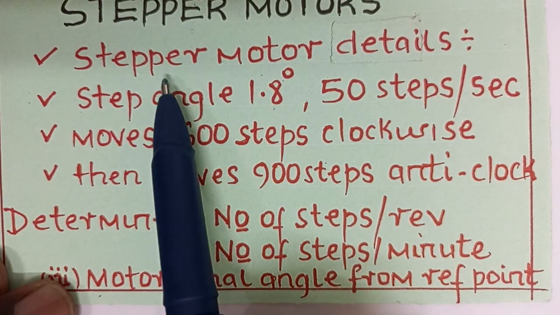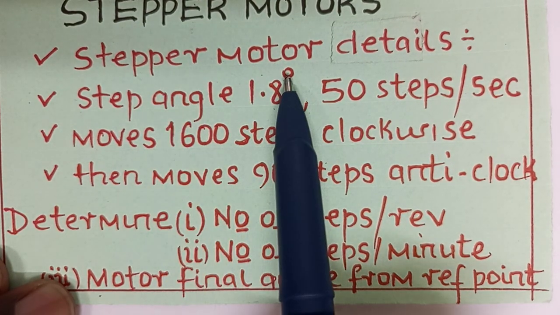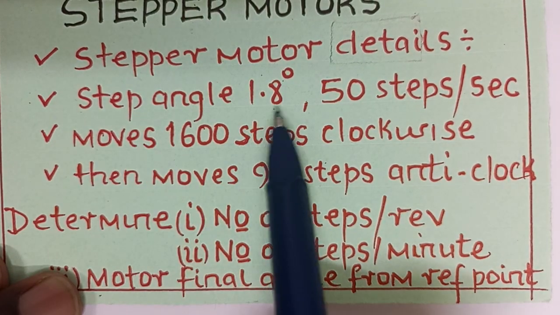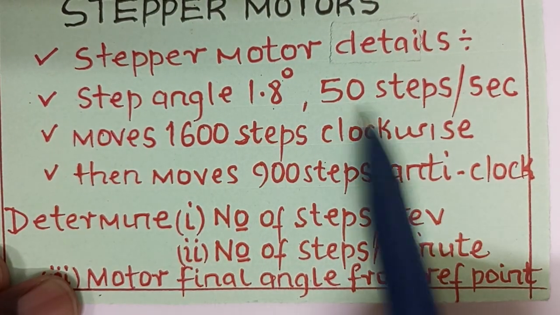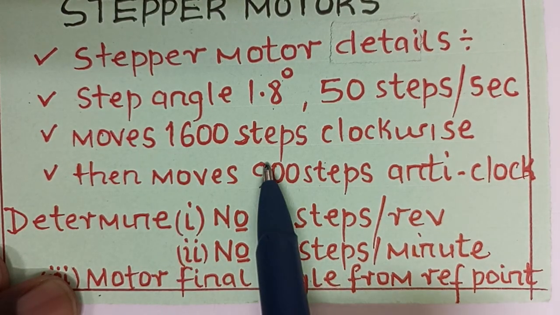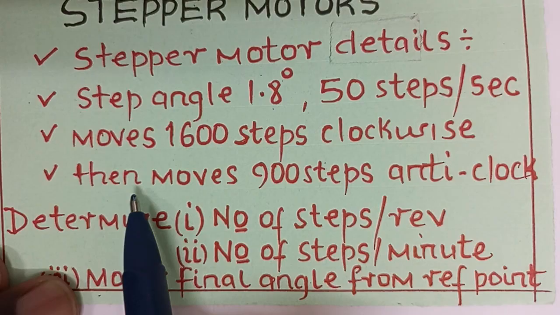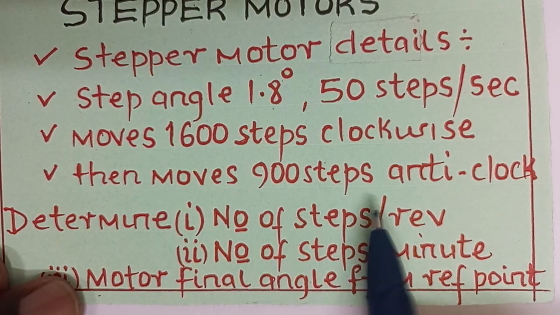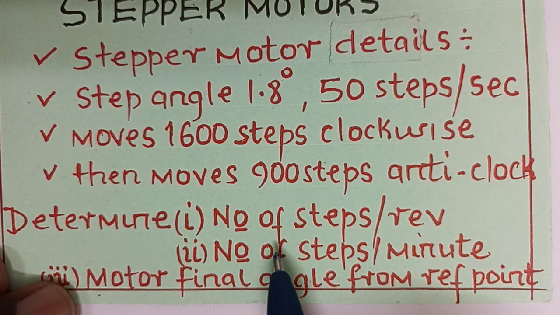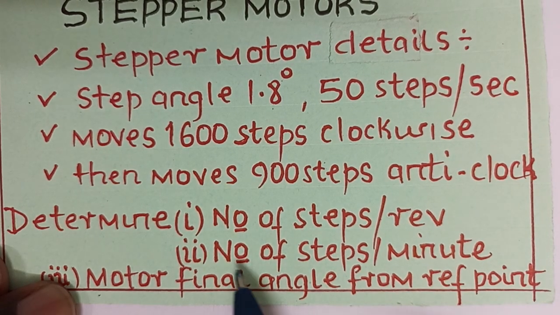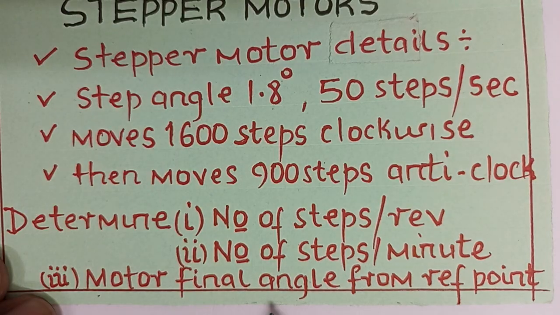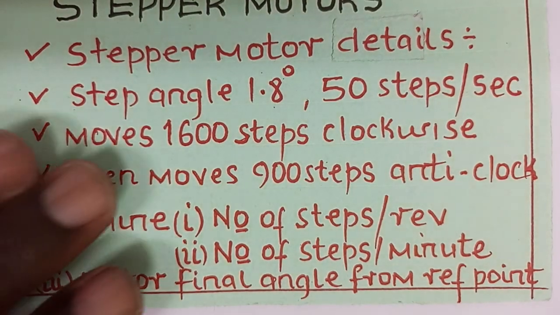The question is concerning the stepper motor, and the details are: step angle is 1.8 degrees, 50 steps per second, and the motor moves 1600 steps clockwise. Then the motor moves 900 steps anti-clockwise. Question: determine one, number of steps per revolution; two, number of steps per minute; and three, motor final angle from reference point.